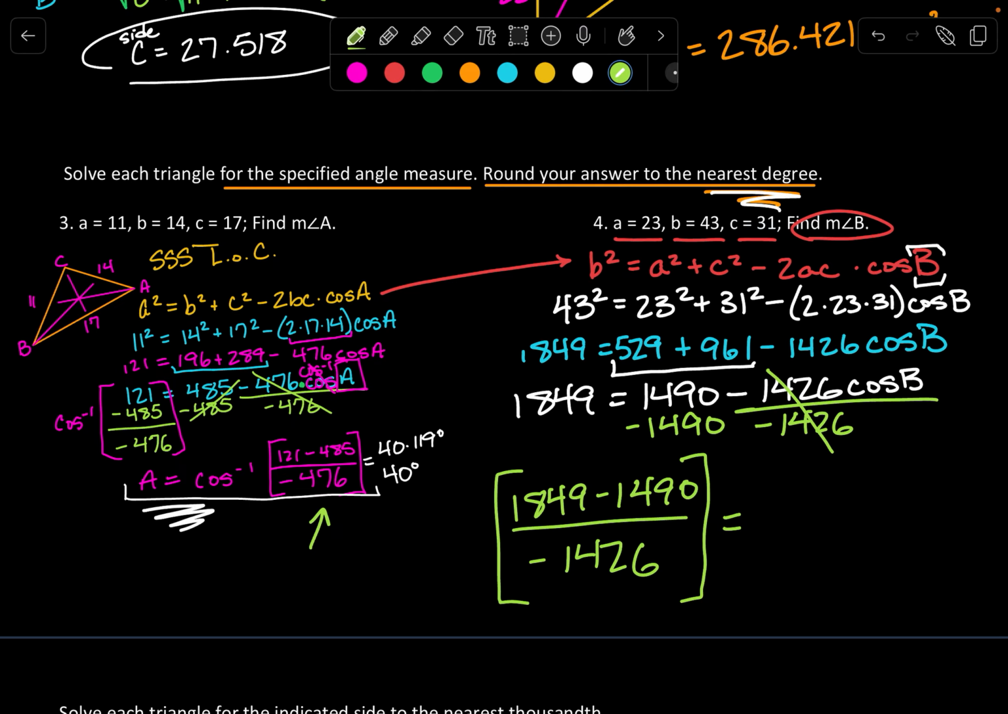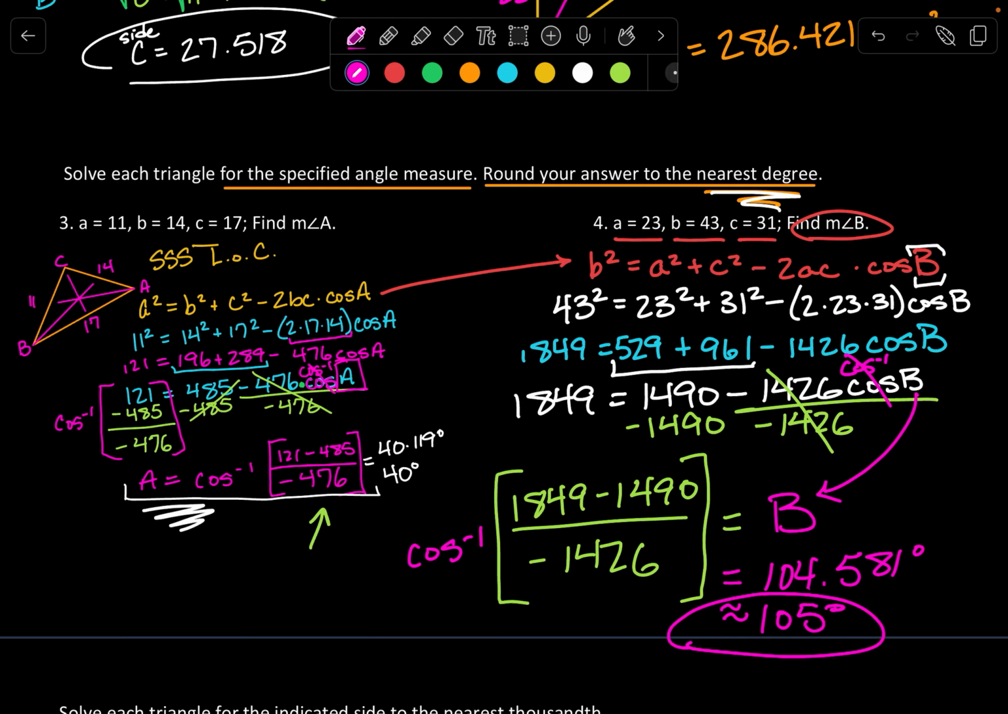And then the final step is that I need to get rid of cosine. So I'm going to use cosine inverse. And I've isolated B. So I can type this entire thing into my calculator. And I will get that B equals 104.581 degrees, which would then round to 105 degrees. So I got 40 degrees for number 3, 105 degrees for number 4.